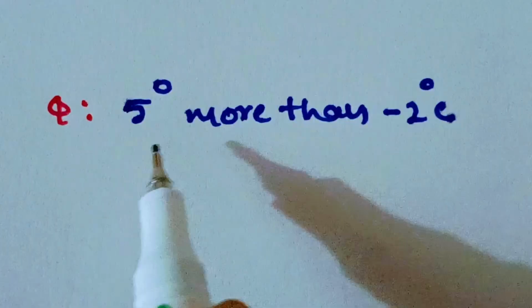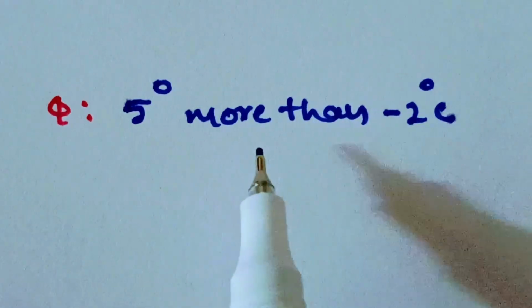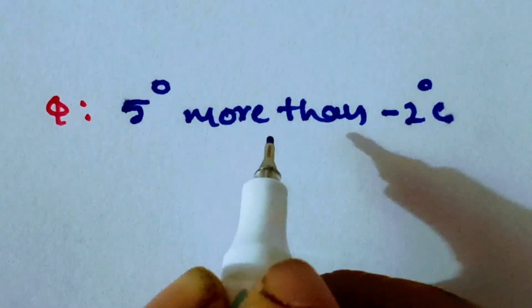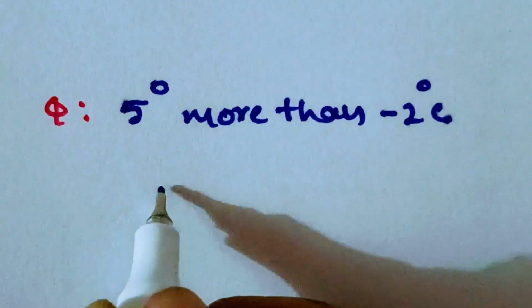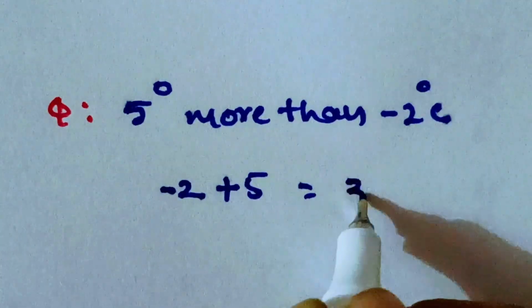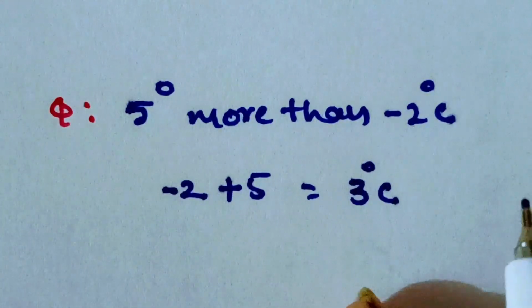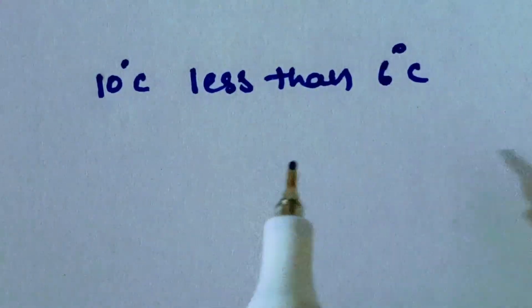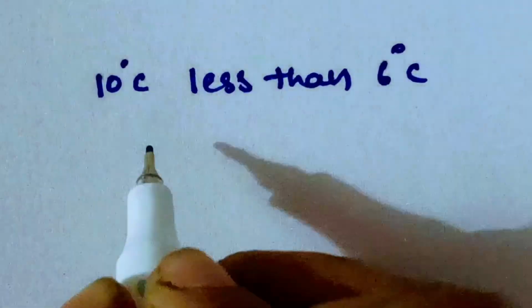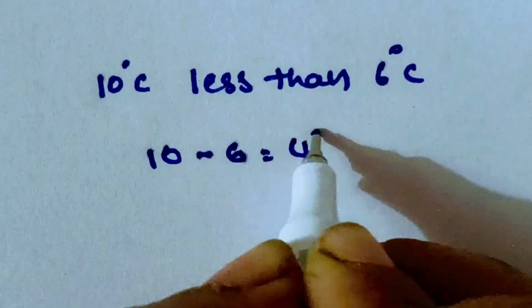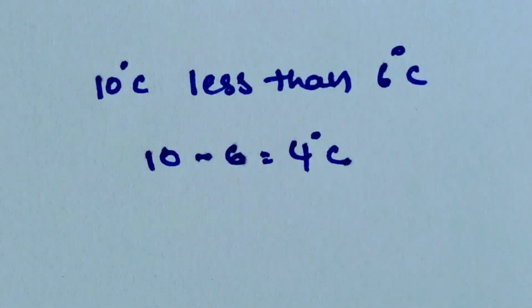See another question. 5 degrees more than minus 2 degrees. More than, so you simply do addition here. You see the words more than in the question, simply you do addition. So, minus 2 plus 5 means 3 degrees is the answer. See another question. 10 degrees less than 6 degrees. Less than, so you simply do subtraction here. That is equal to minus 4 degrees centigrade. So for the words more than you do addition, for less than you do subtraction.